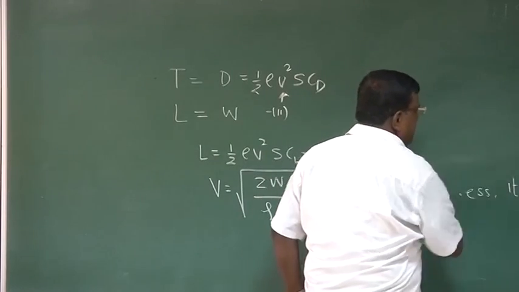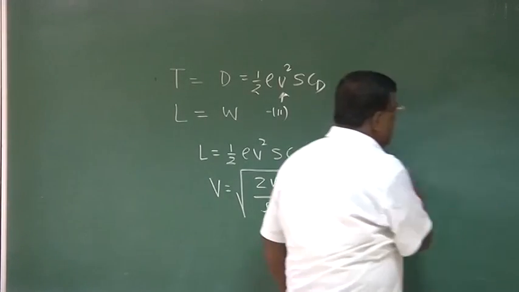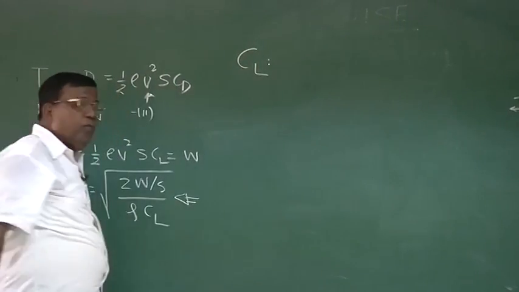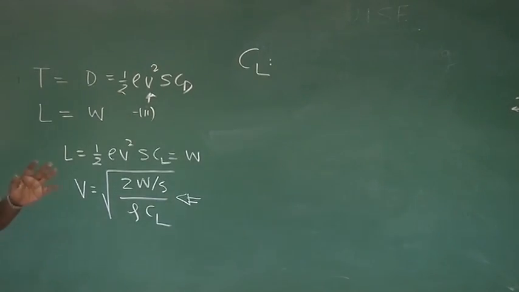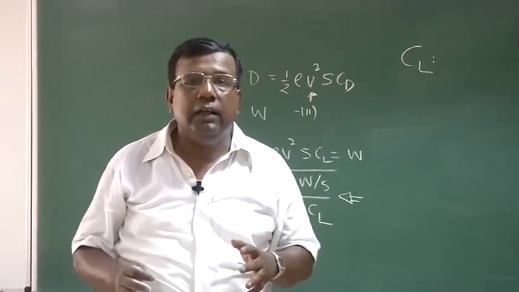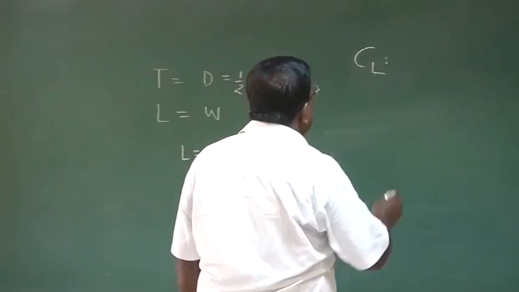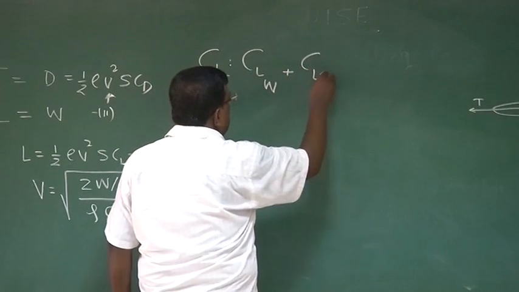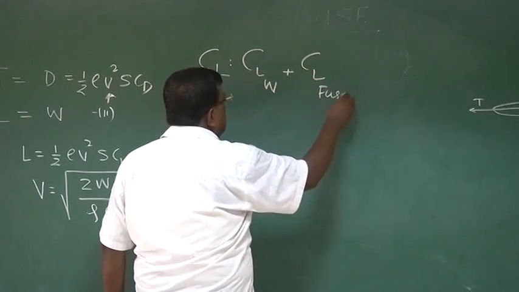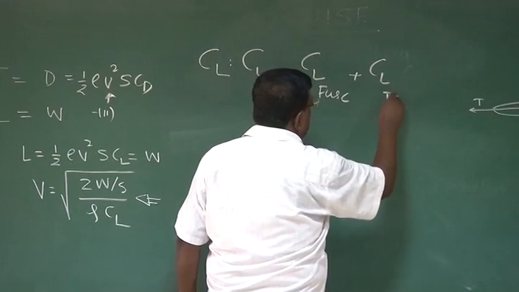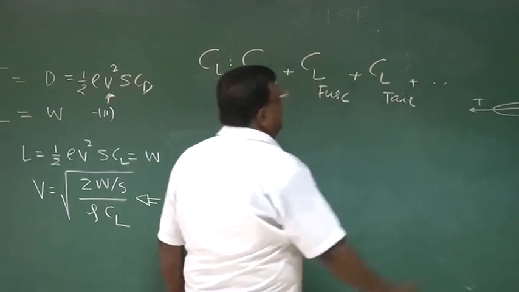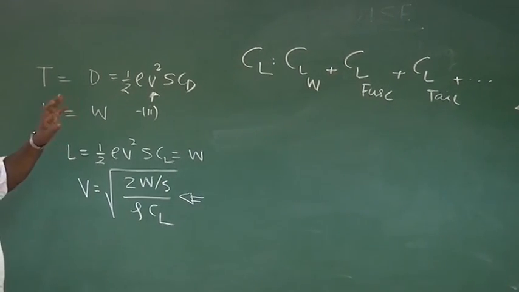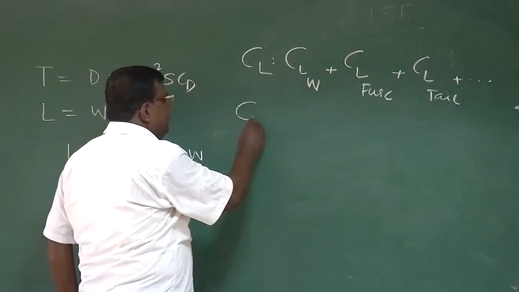There is another important term in this equation, which is CL. What is this CL? This is not just the CL of the wing, it is the CL of the whole airplane. So I will be very clear in my mind: this is CL because of the wing, this is CL because of the fuselage, this is CL because of the tail, and if any other components are there, there could be a canard, there could be any other surfaces. So CL is for the whole aircraft.